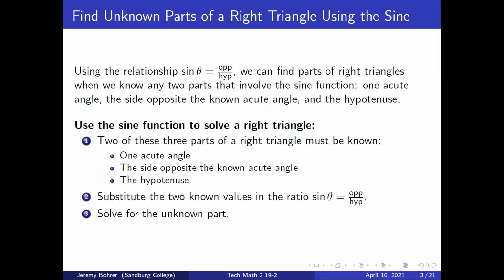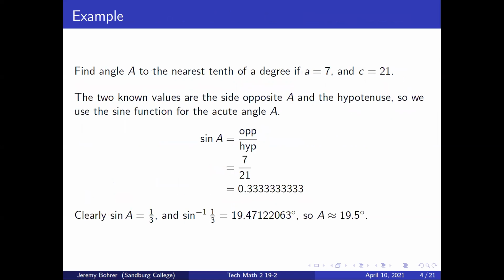2. Substitute the two known values into the ratio sine theta equals opposite over hypotenuse. 3. Solve for the unknown part. For example, find angle A to the nearest tenth of a degree if a equals 7 and c equals 21.